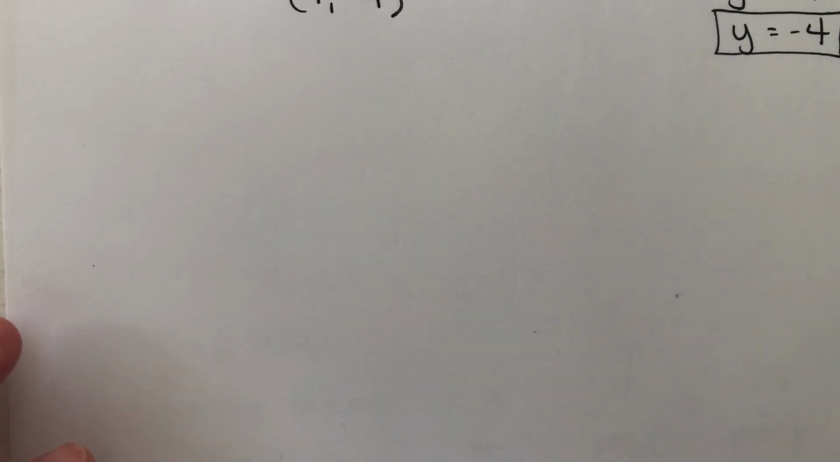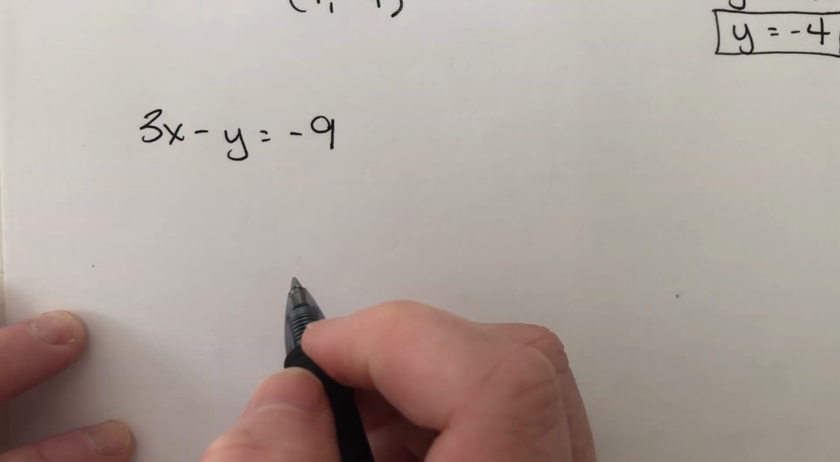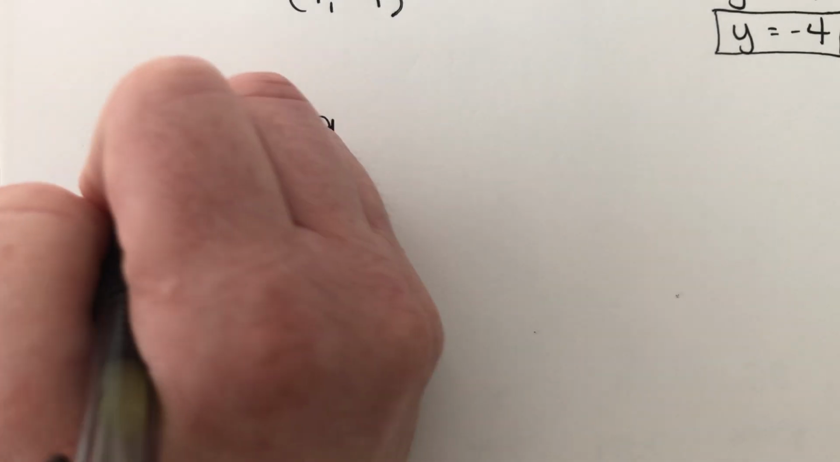All right, next equation we're going to use is 3x minus y equals negative 9, and negative 3x minus 2y equals 0.